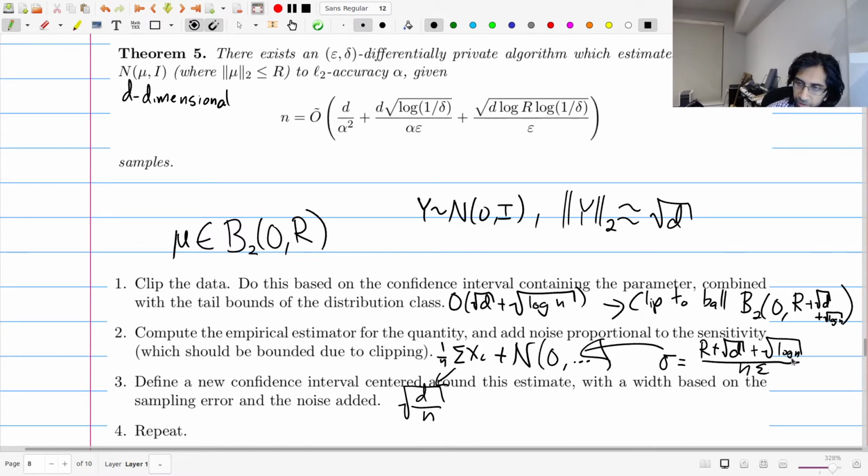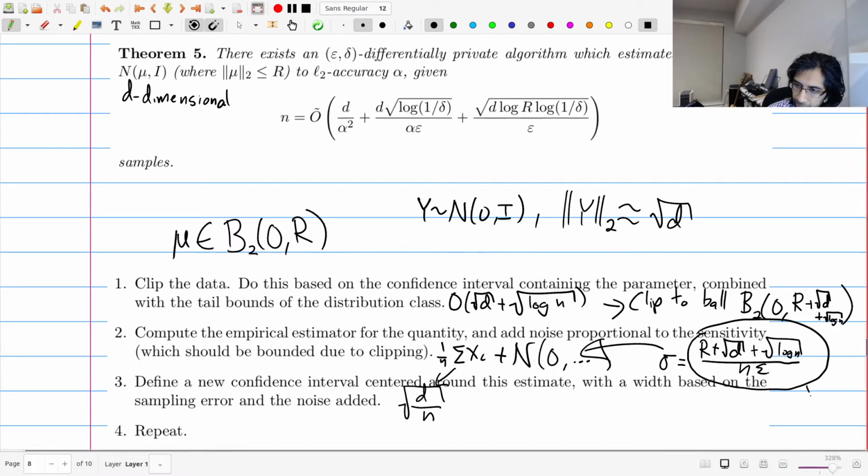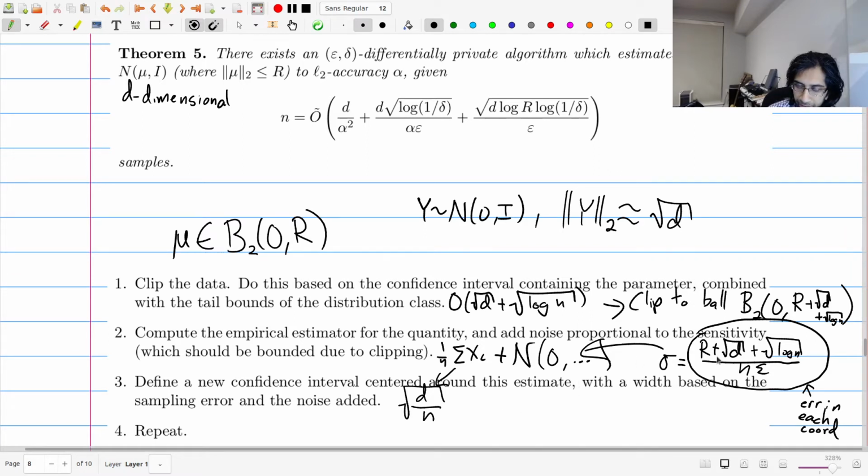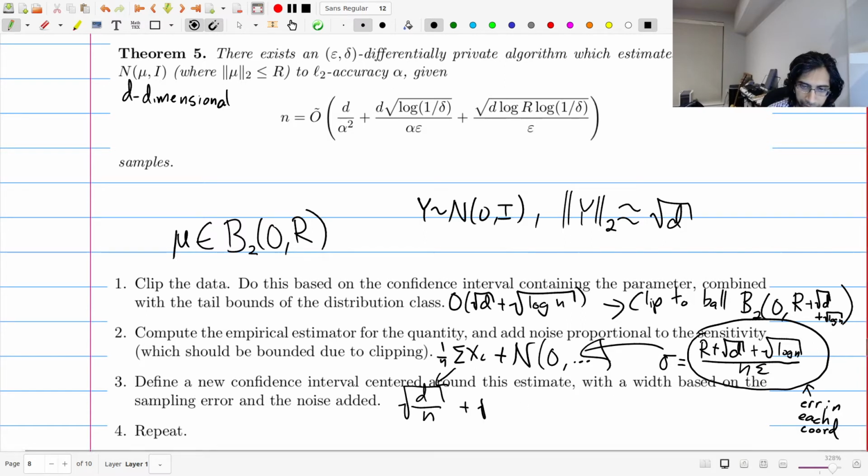Okay, so that was a bit of a mouthful, but essentially the error in each coordinate is going to be this much, by a standard Chebyshev bound. And since we're working in d dimensions, that corresponds to an overall error of square root d times that. So the overall error is square root d times r plus square root d plus square root log n, over n epsilon.